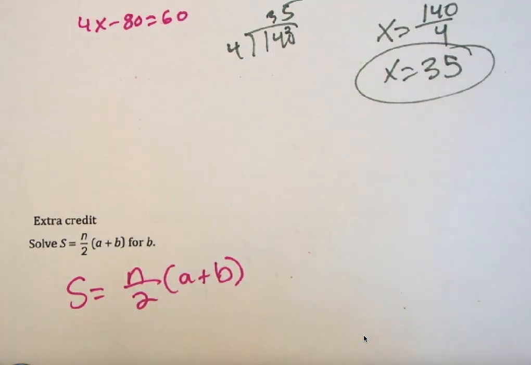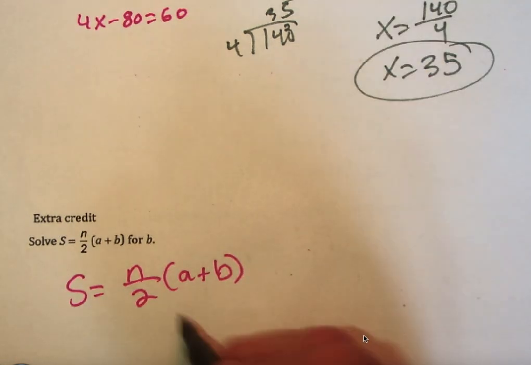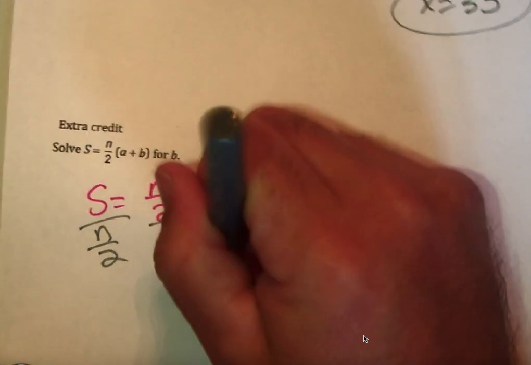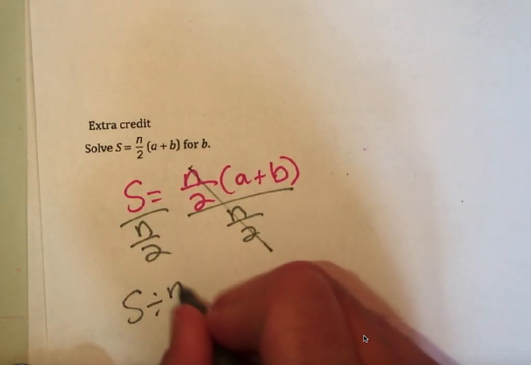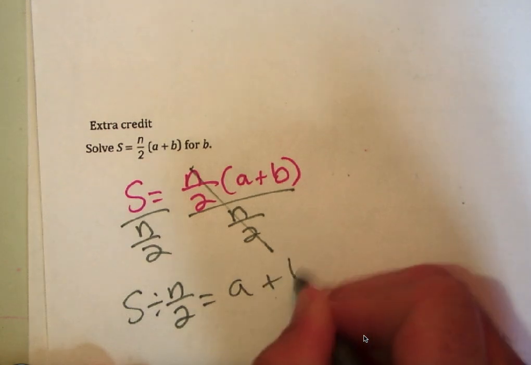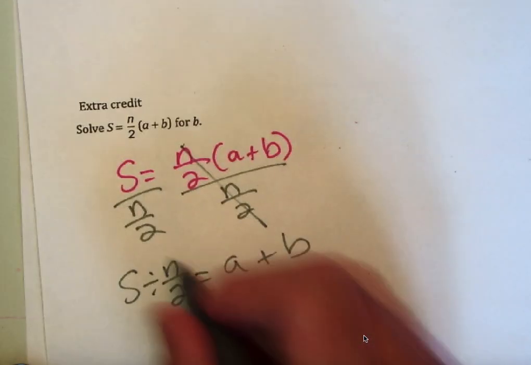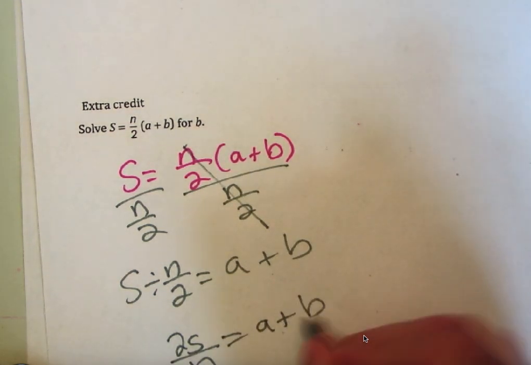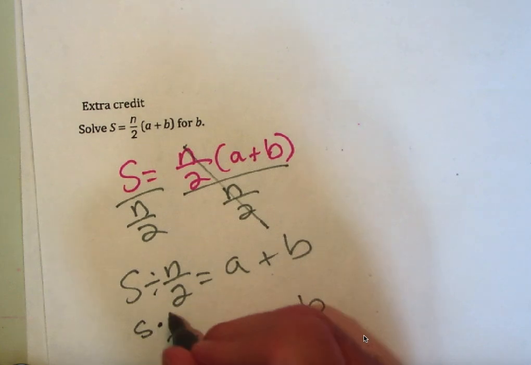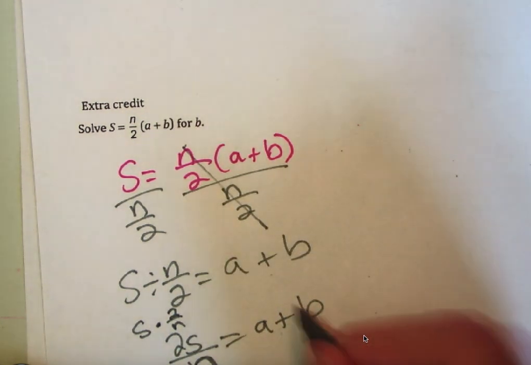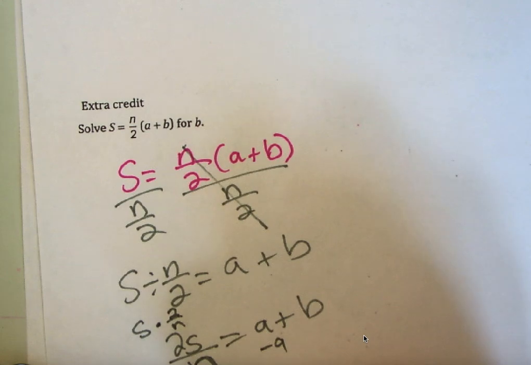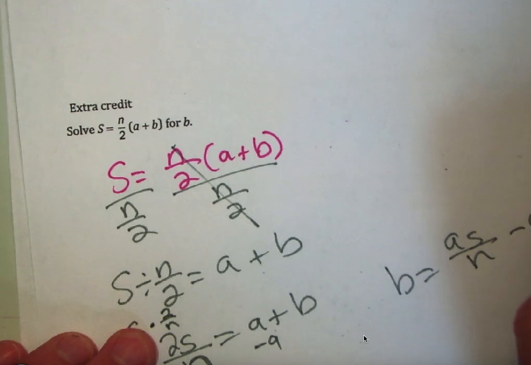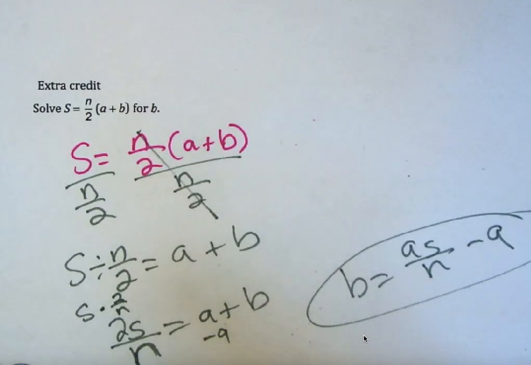So I'm going to first undo this. I'm going to divide both sides by n over 2. Cancels that. So I have s divided by n over 2 equals a plus b. I have to simplify this, so that becomes 2s over n equals a plus b, because I have to multiply by the reciprocal. And then take away a. So b equals 2s over n minus a. That's tricky, but extra credit. See who could come up with it.